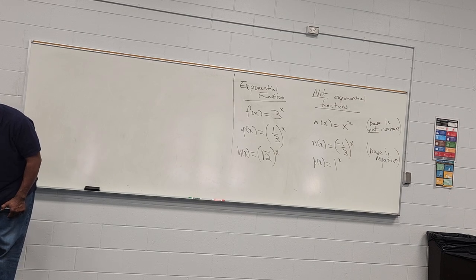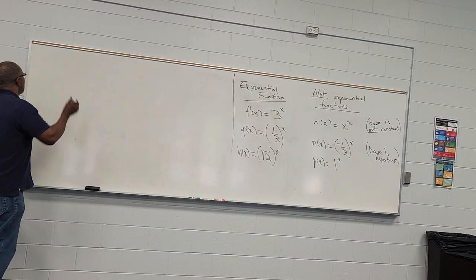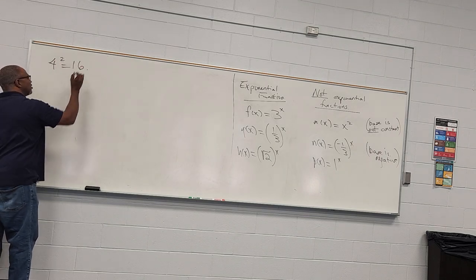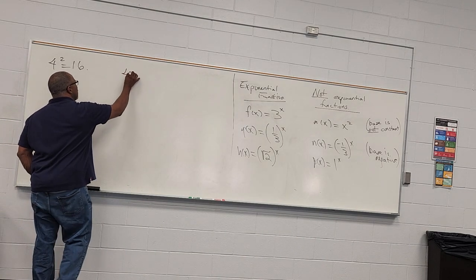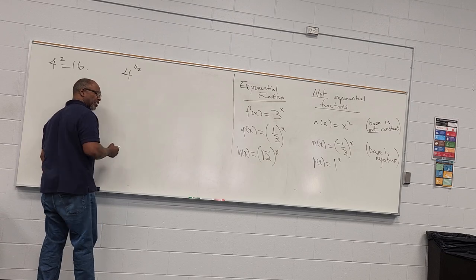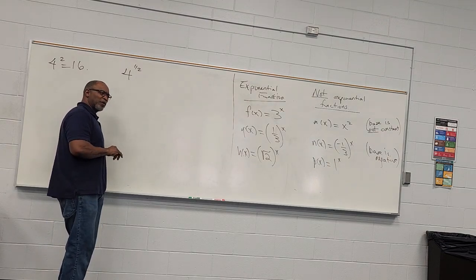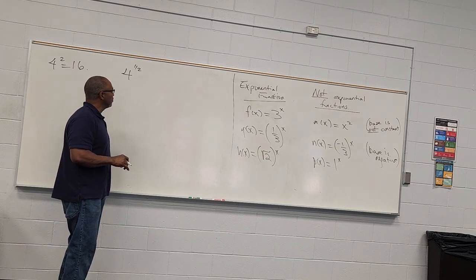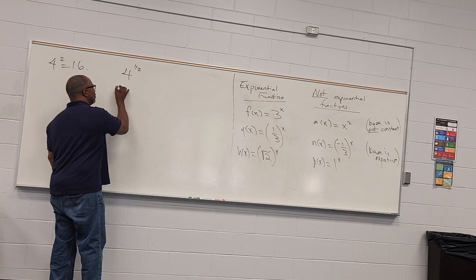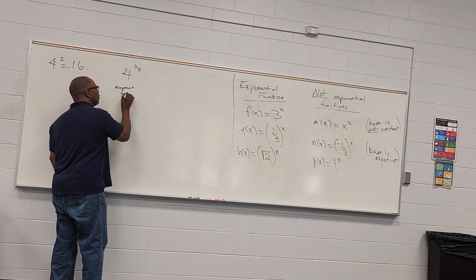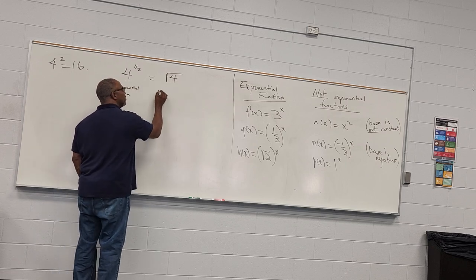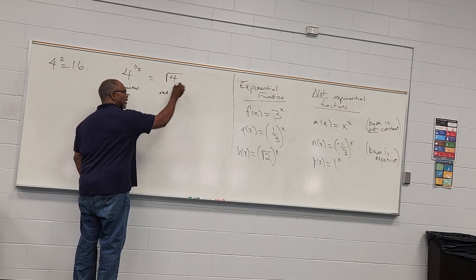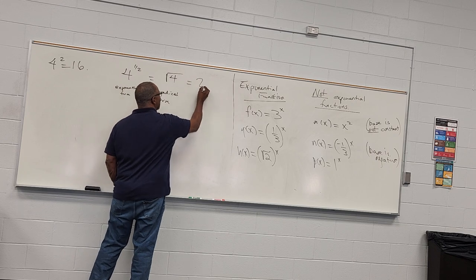The next thing we want to make sure we understand is how we go back and forth from exponential to radical form. Well, 4 squared is 16. That's easy. But 4 to the 1/2 power, and again, I'm making sure I understand how to go back and forth between radical and exponential form, okay? This is exponential form. I've got an exponent. But I can write this as the square root of 4. This is radical form. I've got a radical sign. And it turns out that this thing is 2.